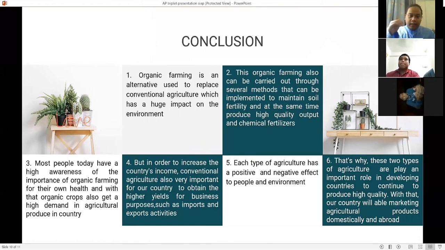But in order to increase the country's income, conventional agriculture is also very important for our country to obtain higher yields for business purposes, such as import and export activities. Each type of agriculture has a positive and negative effect on people and the environment. So that's why these two types of agriculture play an important role in developing countries to continue to produce high quality products. With that, our country will be able to market agriculture products domestically and abroad.